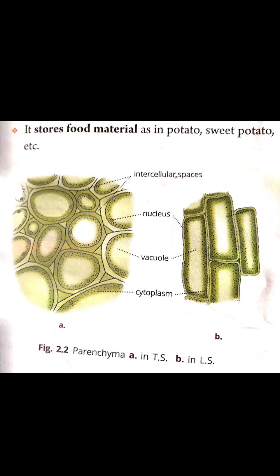Apart from this, there are other very good characteristics of parenchymatous cells. They are responsible for storing food materials. I am giving you the example of potato and sweet potato, in which the parenchymatous cells store the food material in the form of starch. Apart from this, the parenchymatous cells also form the basic packing tissue that protects the internal tissues.